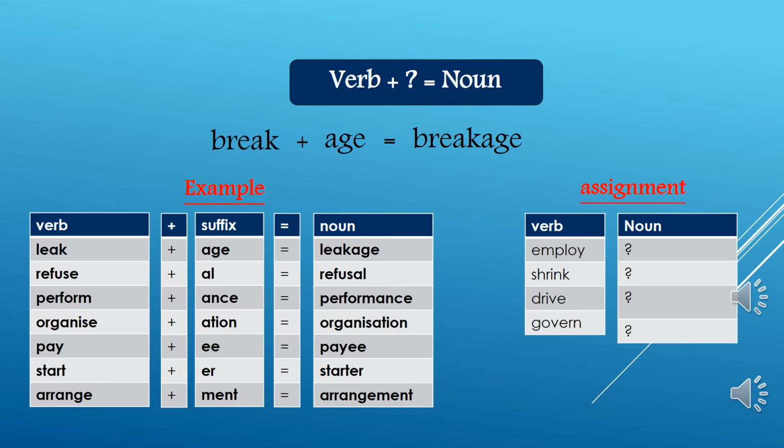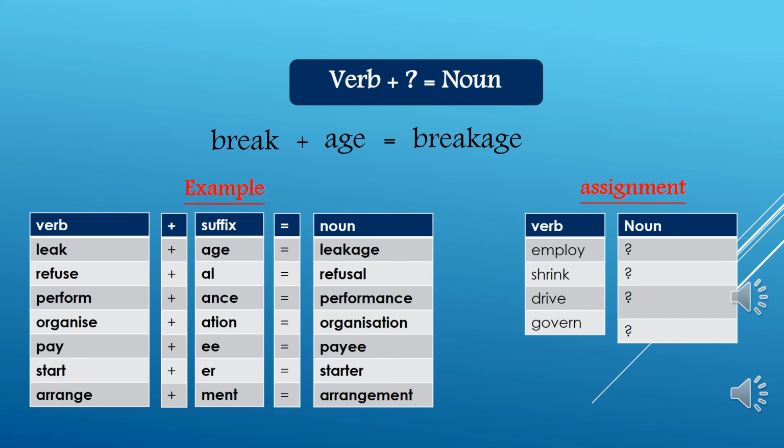Perform plus ance. Perform is a verb. When ance is added as a suffix, the word performance is created, and performance is a noun. So verb plus ance is equal to a noun.